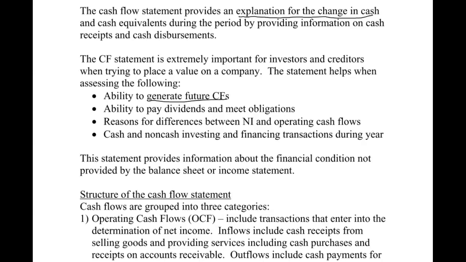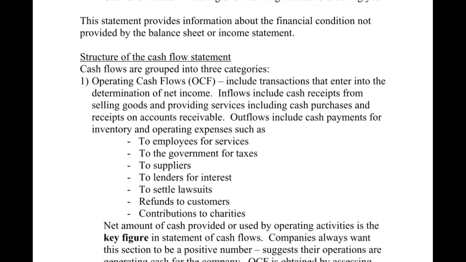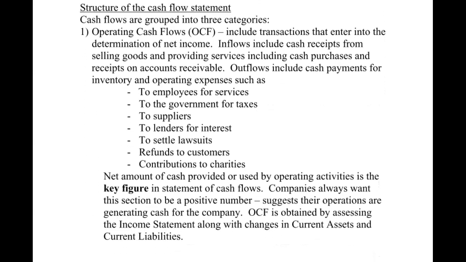It helps us identify the reasons for the difference between the net income and operating cash flows, which you'll see is basically some of the accruals that we do during the year. And then it breaks out the cash and non-cash investing and financing transactions during the year. We'll get into what that means in just a second. So the three sections of a statement of cash flows are the operating, investing, and financing. Let's walk through each of these.